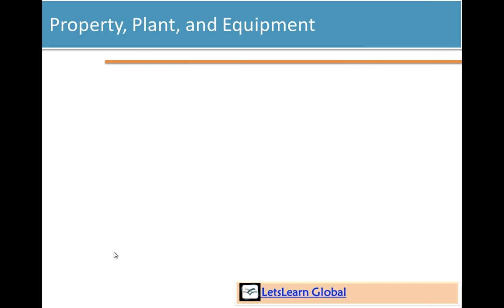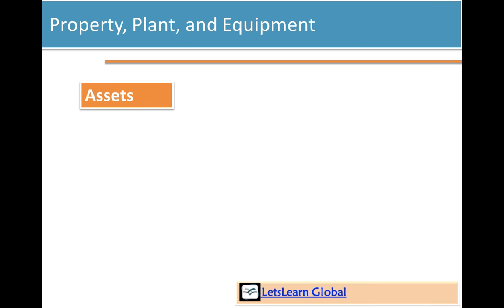Property, plant and equipment. In most balance sheets, you will have a line item named PPE. Mostly everything is covered here. All the tangible assets are considered here. PPE: property, that is land and building; plant, the machinery; equipment, vehicles, etc. Then office equipment, etc.